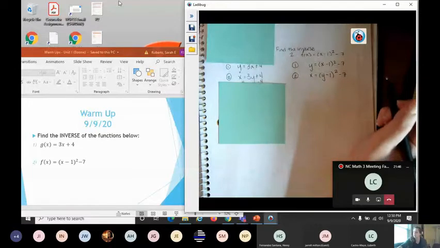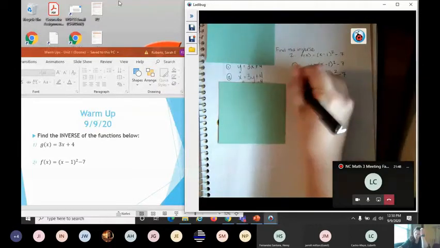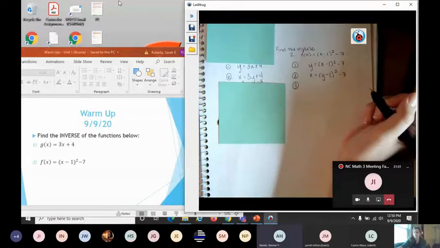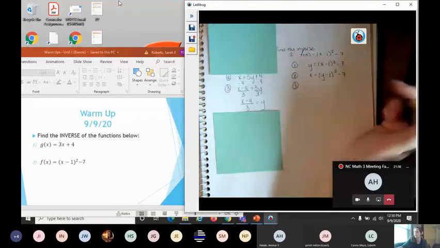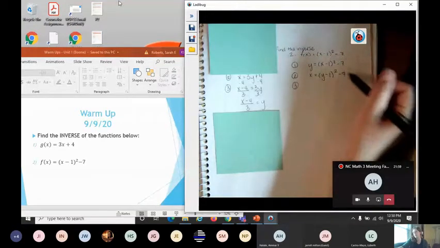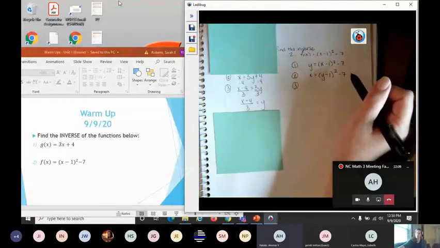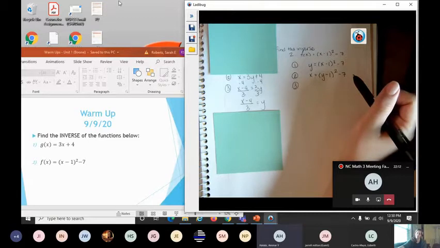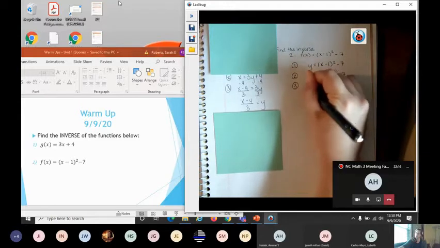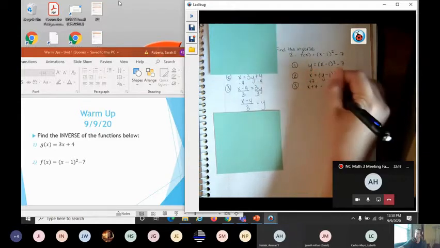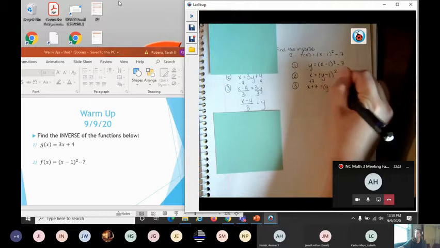Okay, now Amar, are you there? Yes. All right, so in step 3, we are solving for Y, okay? So how do I get rid of this 7? What's the opposite of minus 7? Positive. Yeah, so plus 7 on both sides. So X plus 7 equals Y minus 1 quantity squared.